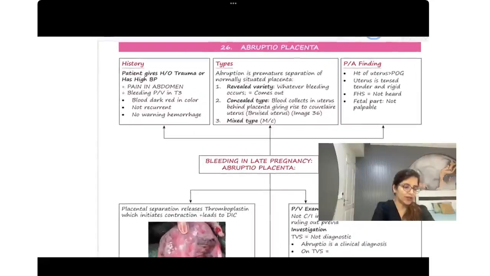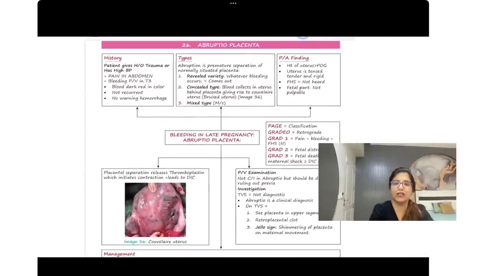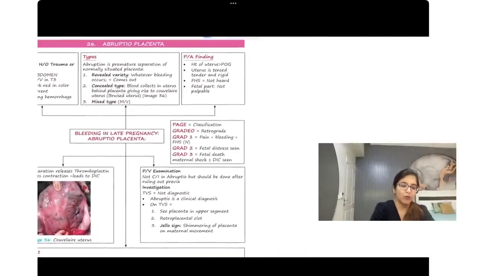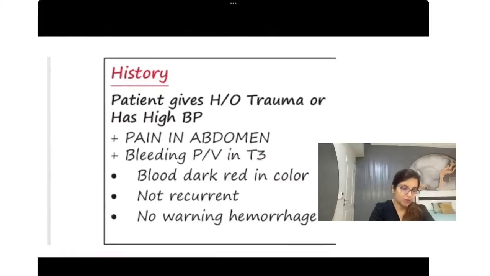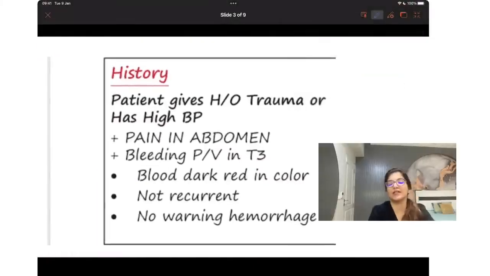So this first box over here is about history, that what history a patient is going to give you when she is a case of abruptio. As we know, abruptio is one of the most common reasons for antepartum hemorrhage. So the patient is going to come to you with bleeding PV in third trimester. अब ये जो bleeding PV होगी third trimester में, there will be associated pain in abdomen. This is what is different from placenta previa. Placenta previa में bleeding never had pain, right? It was a painless bleeding.